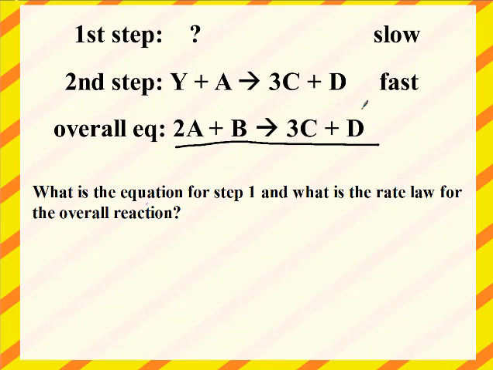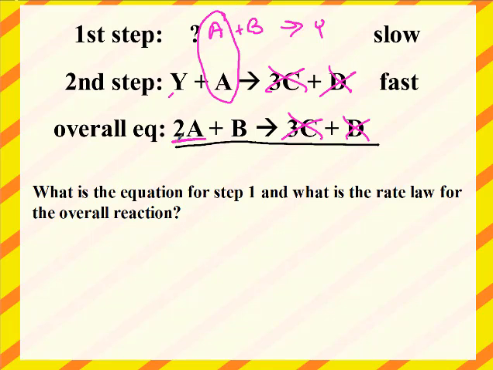Well, working backwards, I have a D and a D. So D is going to be from step 2. We have 3 C's, 3 C's. We don't have a Y in the overall equation, so Y must be a product, so that way it'll cancel out. We have 2 A's, so we must have an A on this side to give us 2 A's, and there must be a B as well. So notice 2 A's will give me 2A, B gives me B, and then my Y's would cancel out. So the equation is A plus B yields Y.